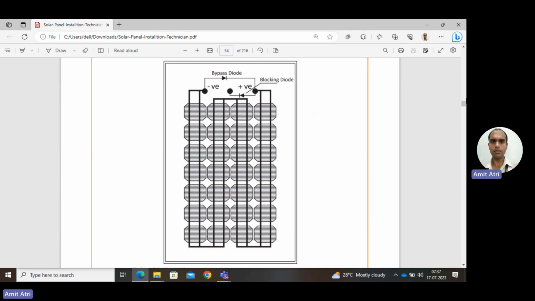A number of solar cells are connected in series, then they are connected in parallel, so that the total output, the voltage and the current available between the positive and negative terminals of the module, is as per our requirement, or can further be utilized. Maybe if it is not as per our high requirement, then we need more modules to be connected, as per our load requirement. Bypass and blocking diode, both are shown here, that we have already discussed in our previous classes.